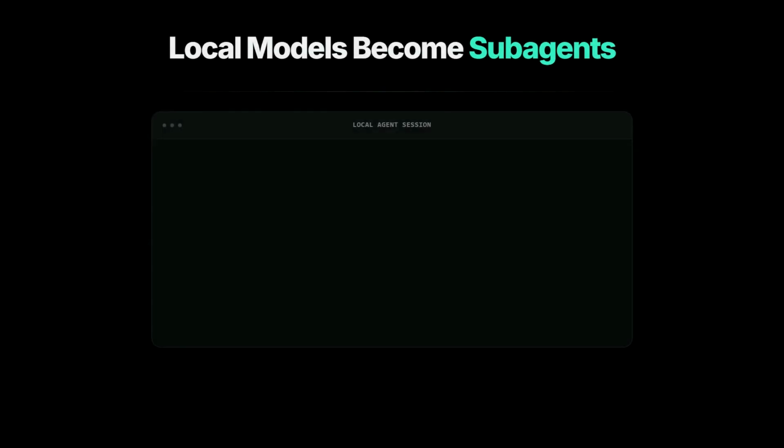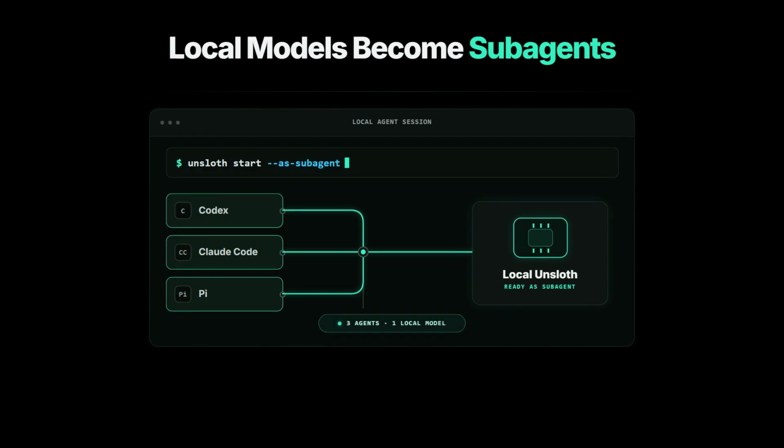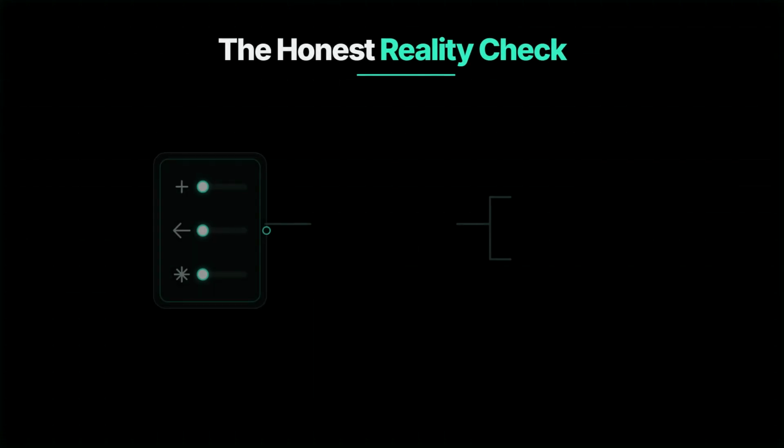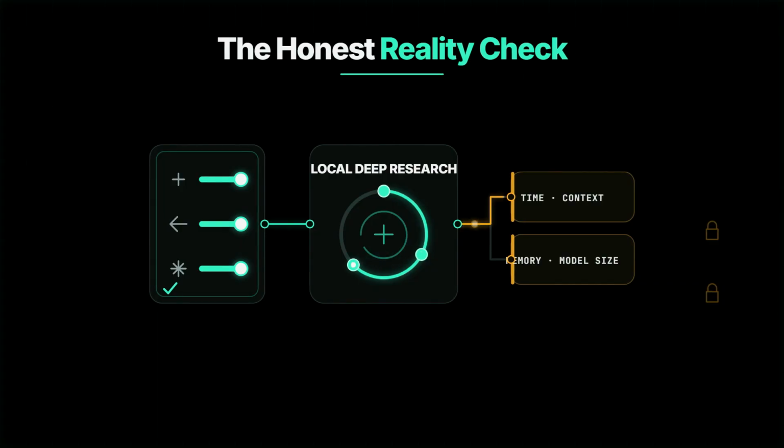A new unsloth start as sub-agent option lets Codex, Claude Code, and Pi delegate tasks to a local Unsloth model, extending the release beyond Studio's own chat interface. This beta adds genuine workflow features: planning, citations, source controls, checks, resumable research, and parallel chats. None of those remove the time, context, memory, or model size constraints documented alongside them.